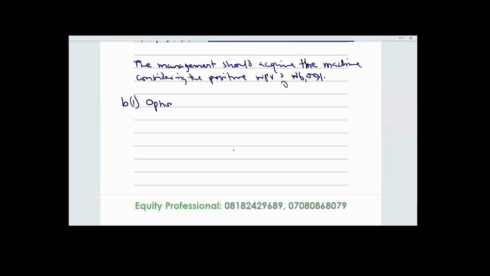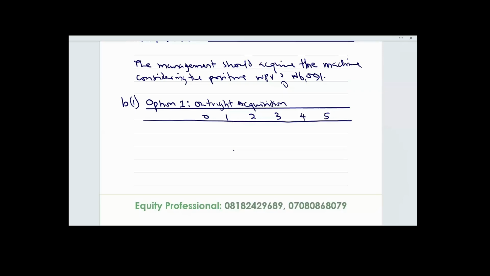Option 1, outright acquisition. If the company wants to borrow a loan and buy the asset, what will be the PV of cost? To do this, there are 3 variables that you must consider. One is the initial cost of the asset, two is the tax saved on capital allowance, then three is scrap value, if any. So we have year 0, year 1, year 2, year 3, 4, and year 5. The initial cost of the asset is 20,000 naira, in year 0.